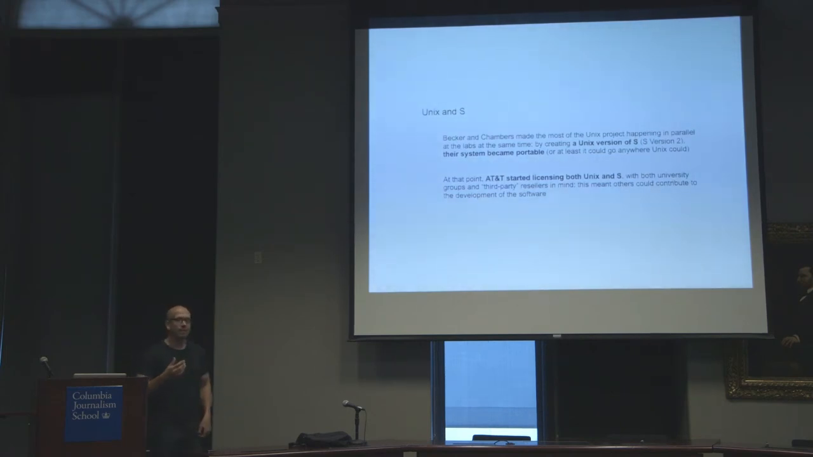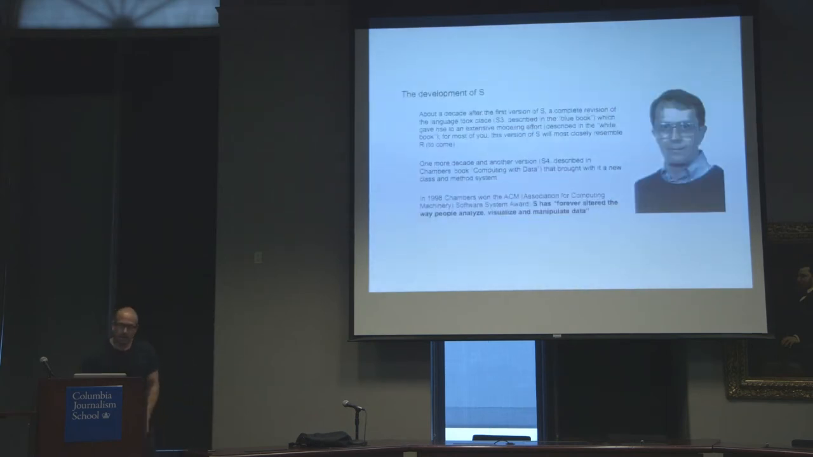But AT&T wasn't really ever able to make any money off of software. They had this amazing little piece of this operating system. They had something like S, but they weren't able to make any money off of it, really. And then, fast forward several versions of S, the developer of S received a fairly prestigious award, the Association for Computing Machinery Software System Award, which is a big deal. I mean, Linus Torvalds got it for Linux. And the quote for S is that it's forever altered the way people analyze, visualize, and manipulate data.